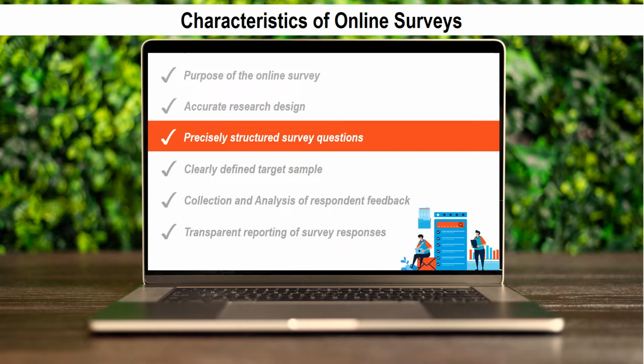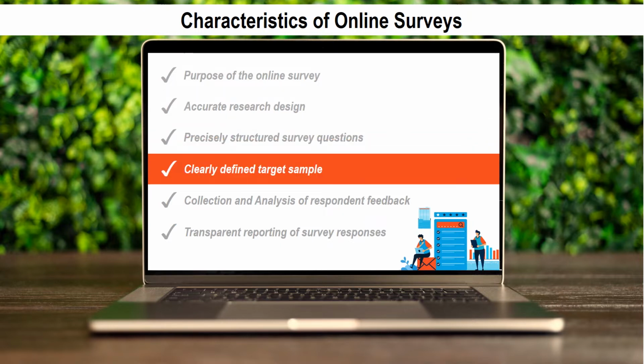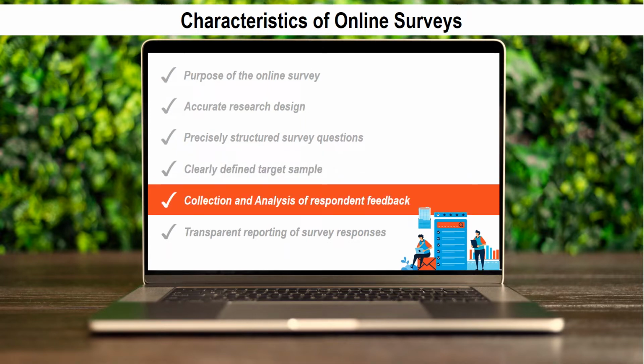Other characteristics of online surveys include the requirement for a clearly defined target sample. Now, a sample is a representative section of the target respondents who represent the required characteristics for research and whose inputs can be generalized and applied to the entire target market. For example, demographics, profession, etc. Sampling methods can also be of two types. One is probability sampling and another is non-probability sampling.